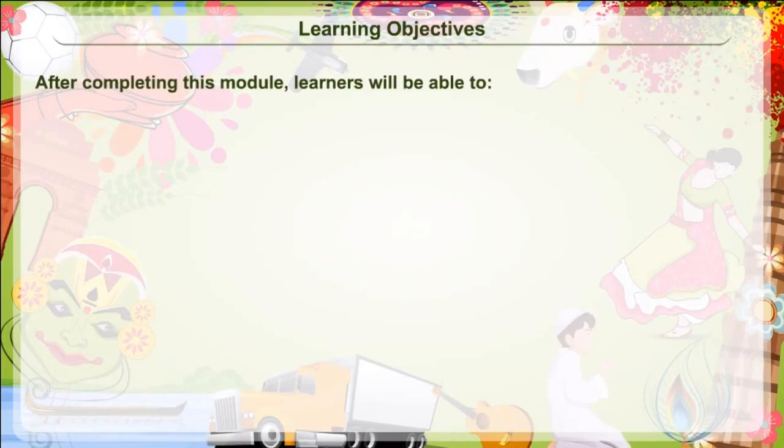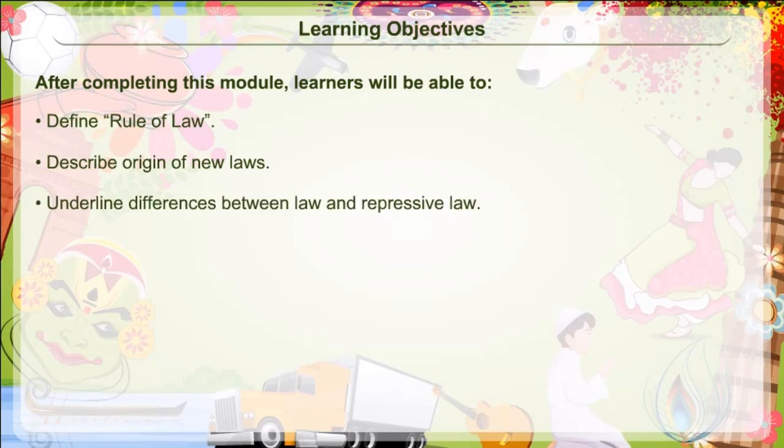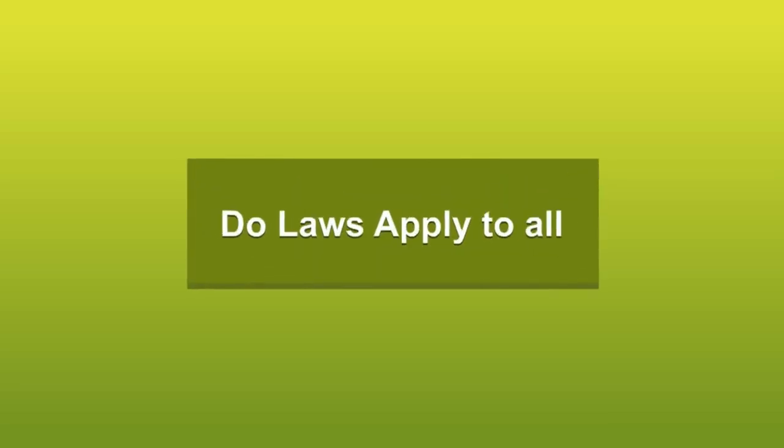Learning objectives. After completing this module, learners will be able to define rule of law, describe the origin of new laws, underline differences between law and repressive law, and explain the applicability of law. Do laws apply to all?